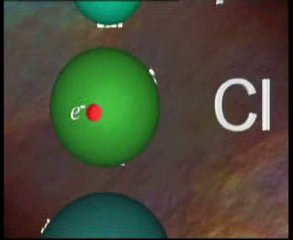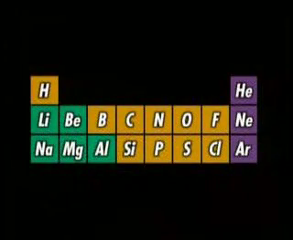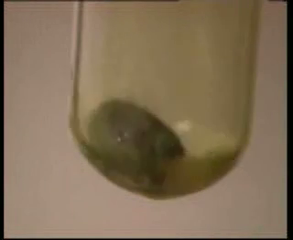Let's now react chlorine with some of the elements of the 3rd row of the periodic table. This is sodium combining with liquid chlorine. It is being heated by a Bunsen flame.